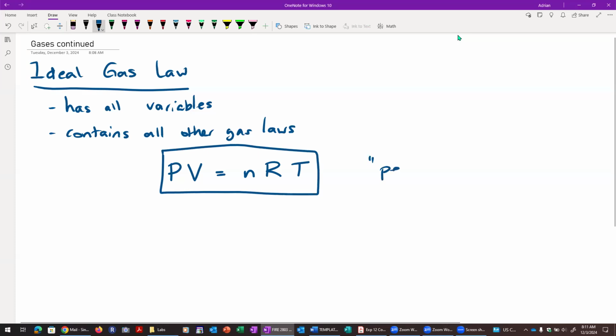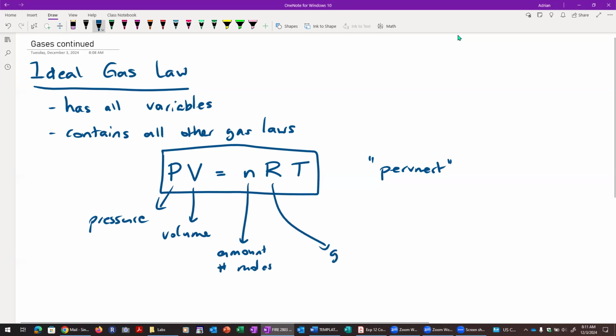Sometimes people pronounce it as "Pervnert," although it's not spelled that way. That's something to help you remember what it actually is. So PV equals nRT. So again, pressure, volume. Let's define these. So this is our pressure. We've seen this before. V is volume. N here is the amount, usually number of moles of something. R is the gas constant. Okay, and we've seen constants before. Come back to that in a second. And then T obviously is the temperature.